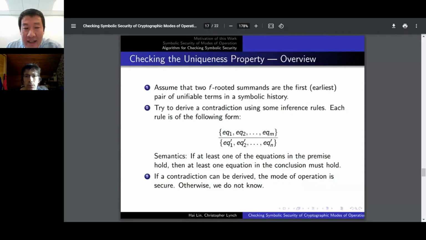If we can do that, then that means a contradiction is derived, and the uniqueness property is satisfied. Therefore, symbolic security is also satisfied. But if we cannot derive a contradiction, then we don't know. So this method is sound but incomplete. Fundamentally, the problem of checking symbolic security is undecidable in general, so we can't hope to achieve all three properties: soundness, completeness, and termination. So this method is incomplete.